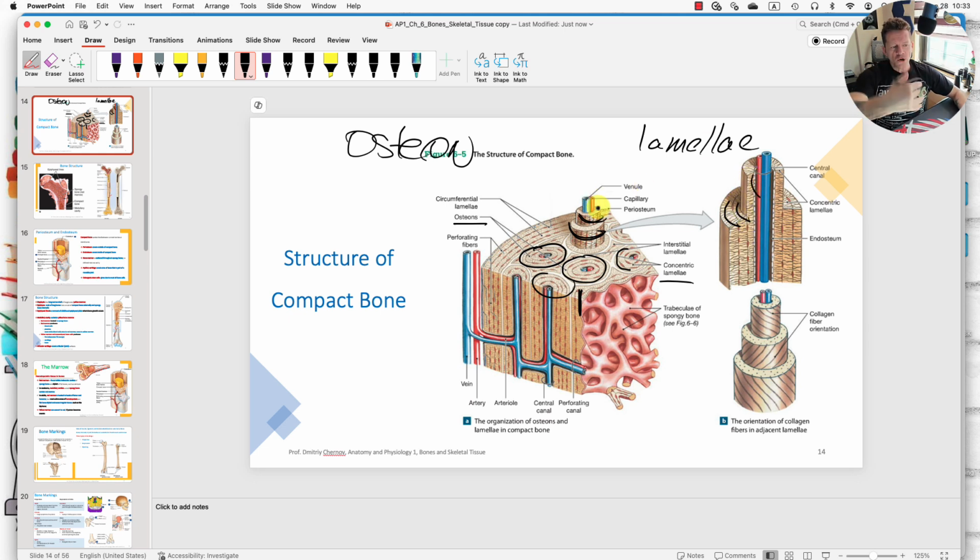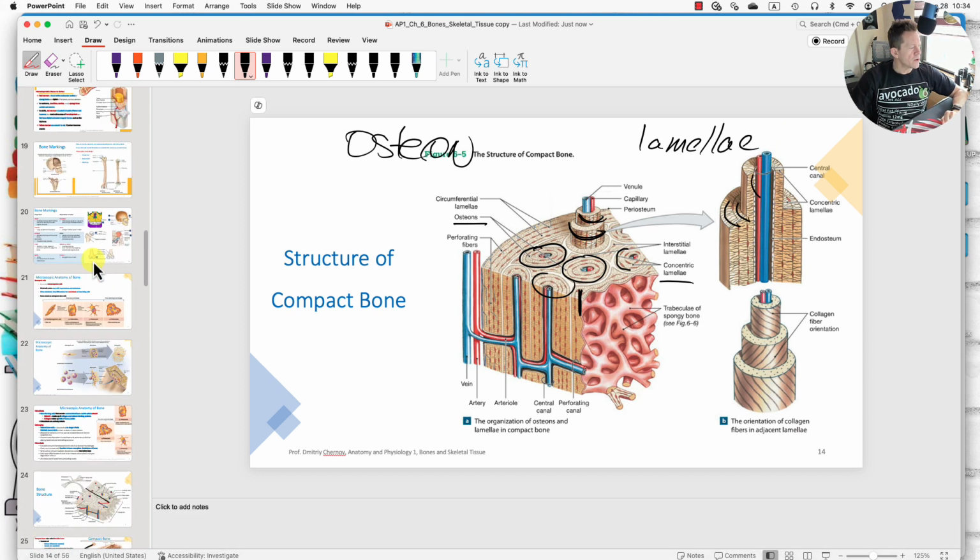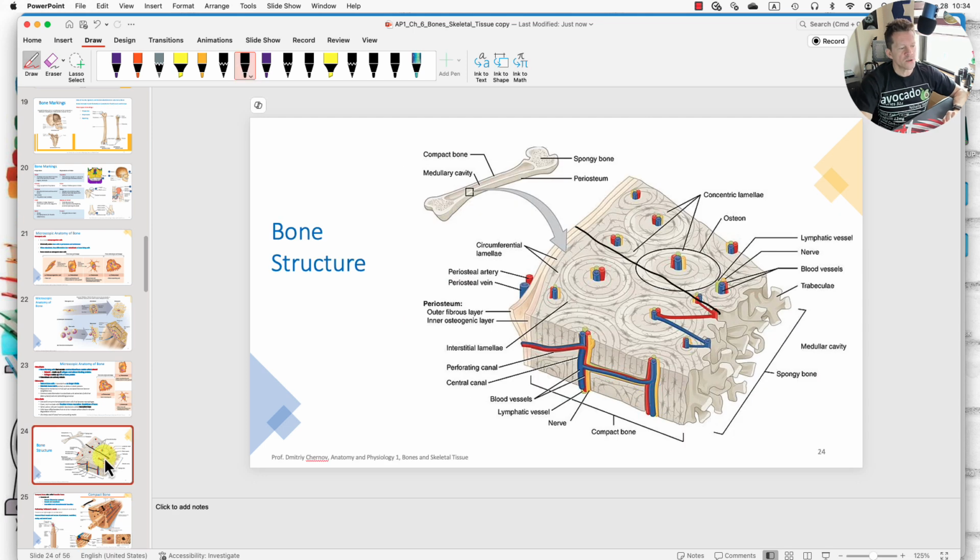And each osteon, because the entire thing is the osteon, has its own central canal. And through the central canal, on this image, you only see blood vessels. So if you're gonna go to another image, this one on slide 24, here's a concentric lamellae. This is the entire thing is called osteon. Then each lamellae, just because it's circle, is concentric lamellae. And the central canal has blood vessels, arteries, veins. Yellow is the nervous tissue, and the green would be lymphatic tissue.